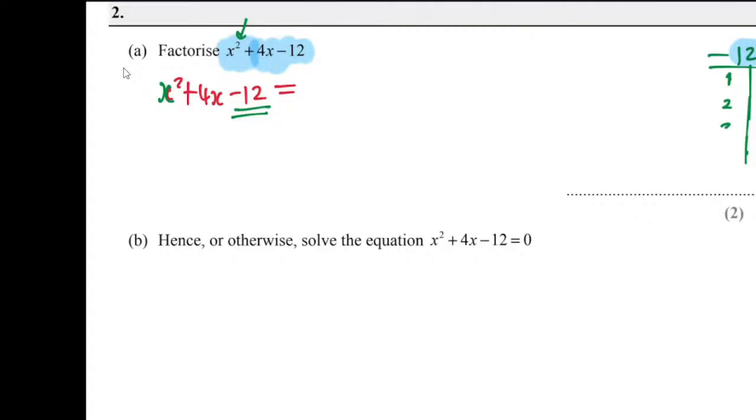Then the next number after 2 is 3. Can it go into 12? Yes, and 4. Then the next number after 3 is 4. You don't write it down because you've already written it down. Now we need to find which ones are the factors. Here they are multiplying to give you negative. What does it mean when things multiply to give a negative term? It means they have different signs. So we are getting a negative 12.